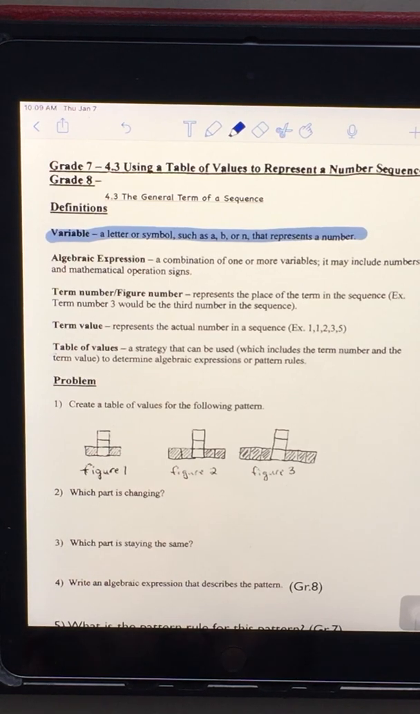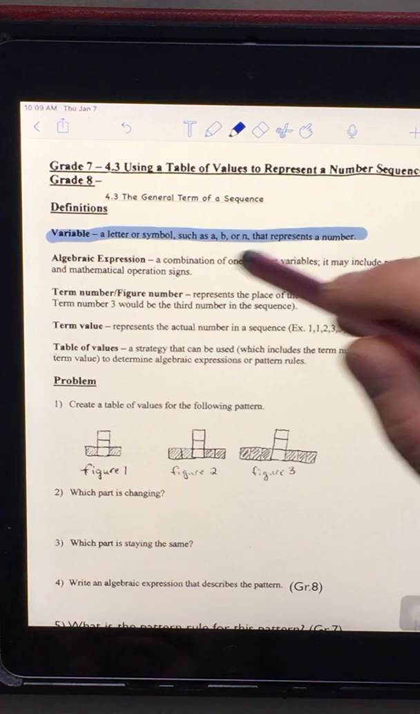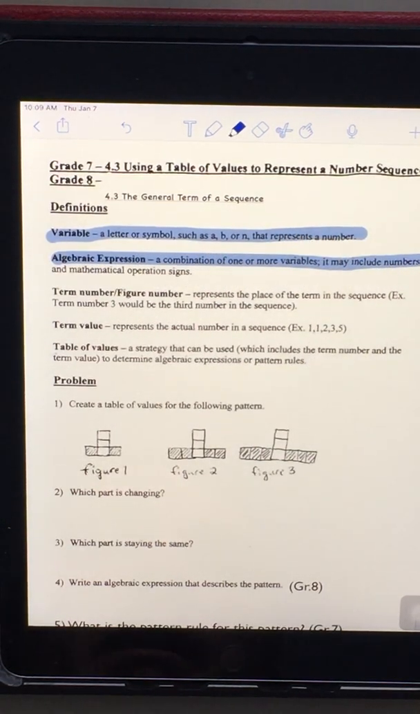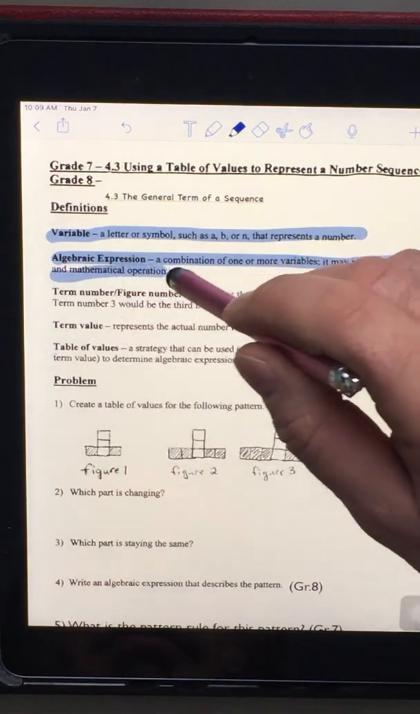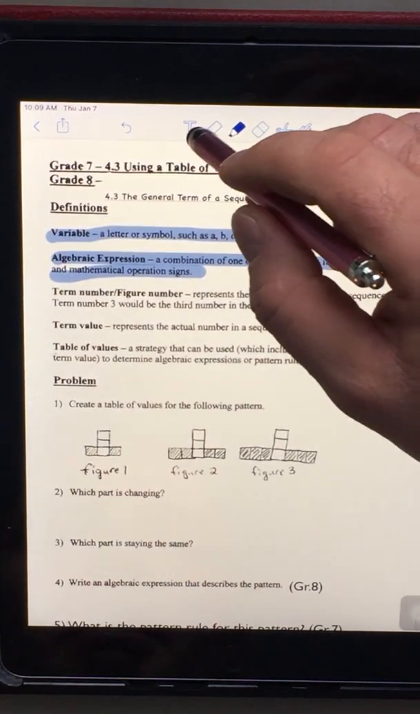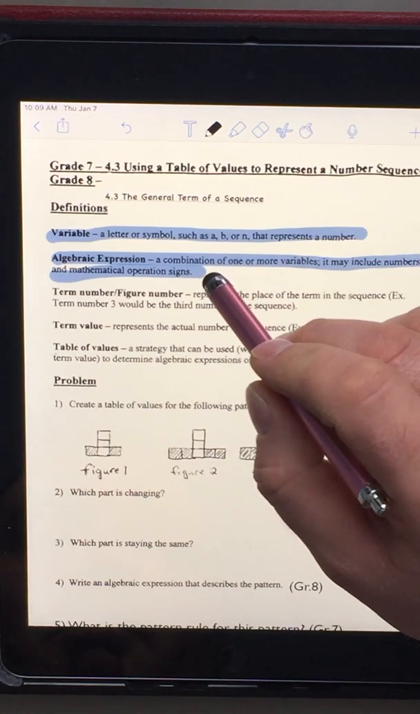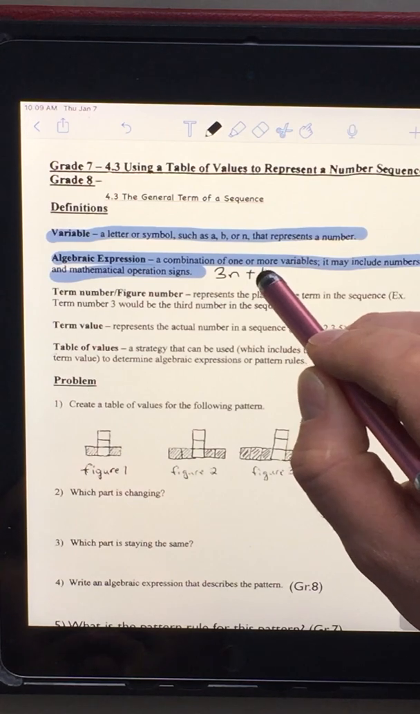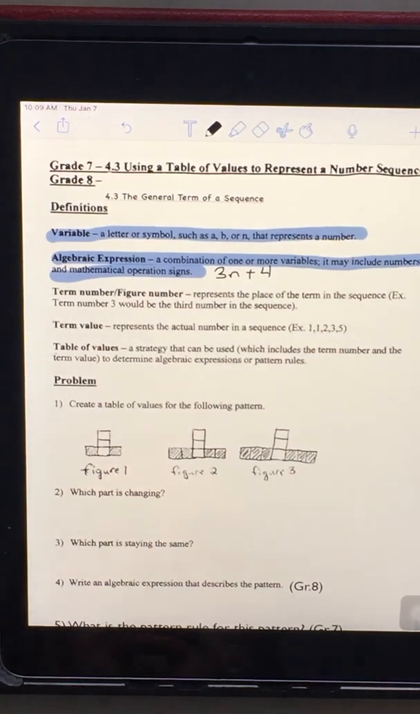The symbol pi is a variable that we used earlier this year for measuring the circumference and area of a circle. An algebraic expression is a combination of one or more variables. It may include numbers and mathematical operation signs. So we've got variables, numbers, and mathematical operation signs, 3 parts to them. And if I add an example, it could be something like 3n plus 4. That's an algebraic expression.